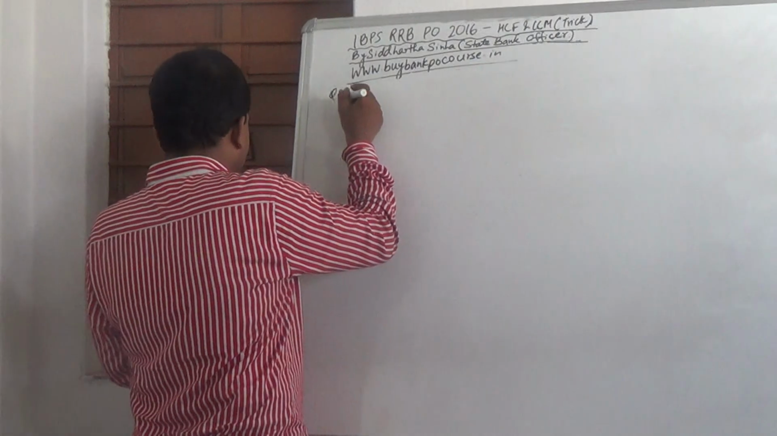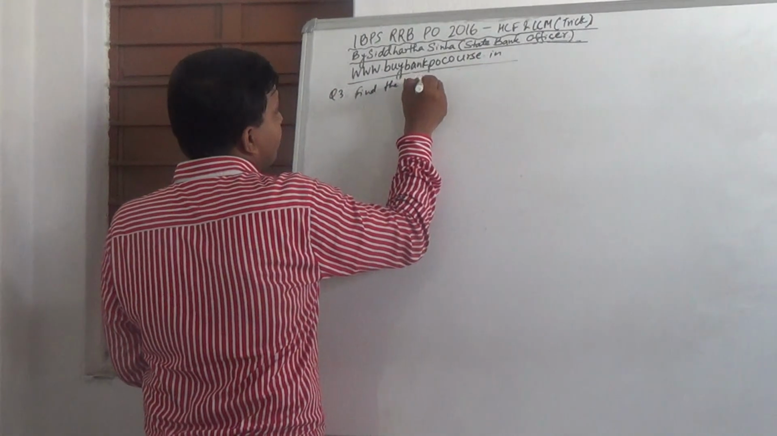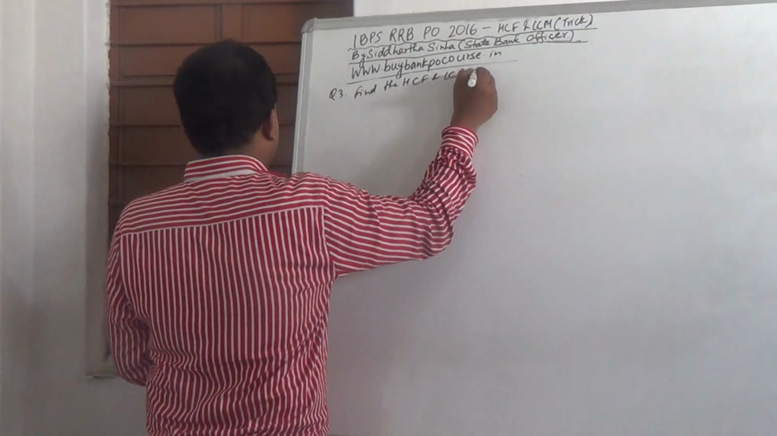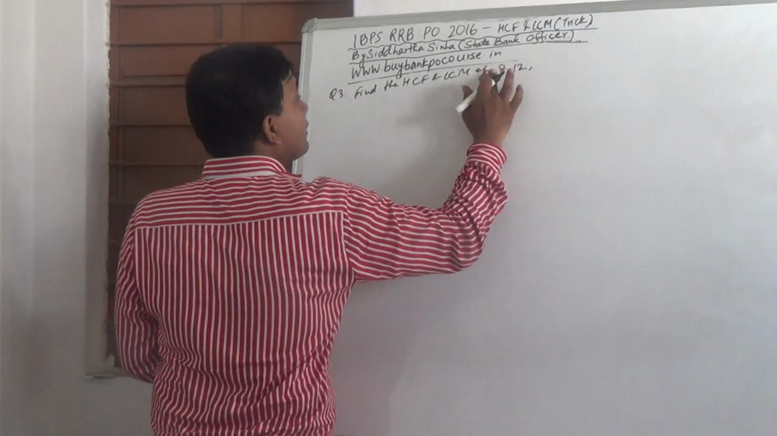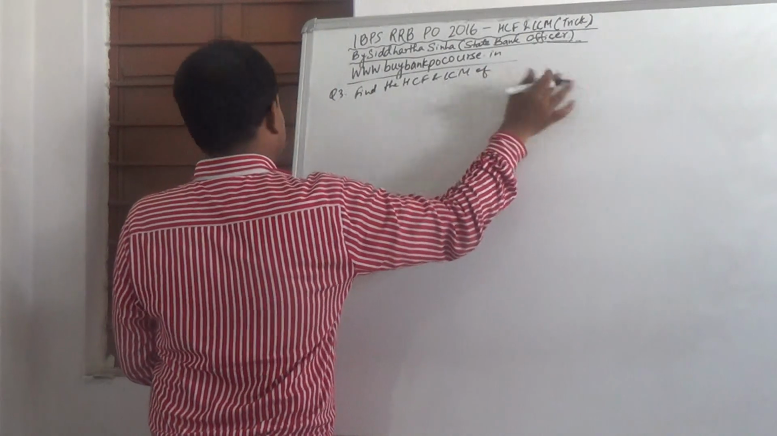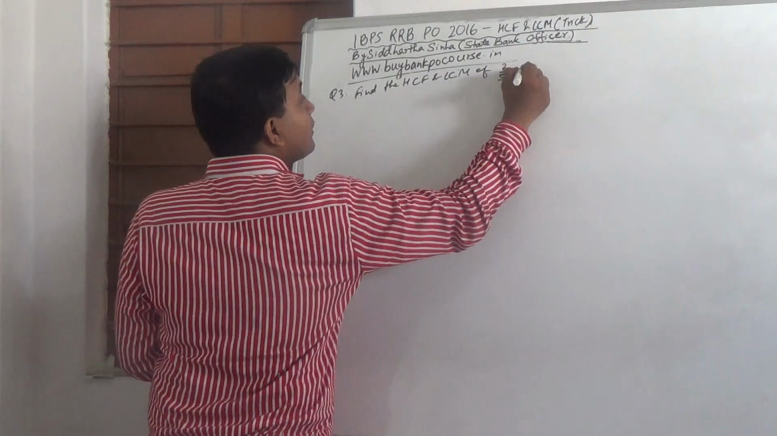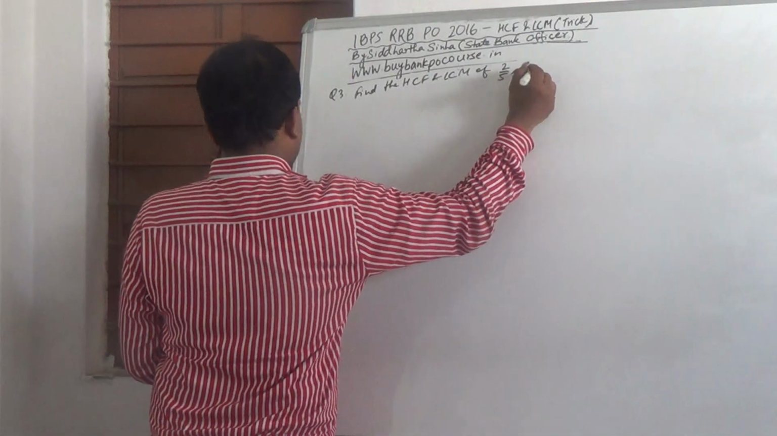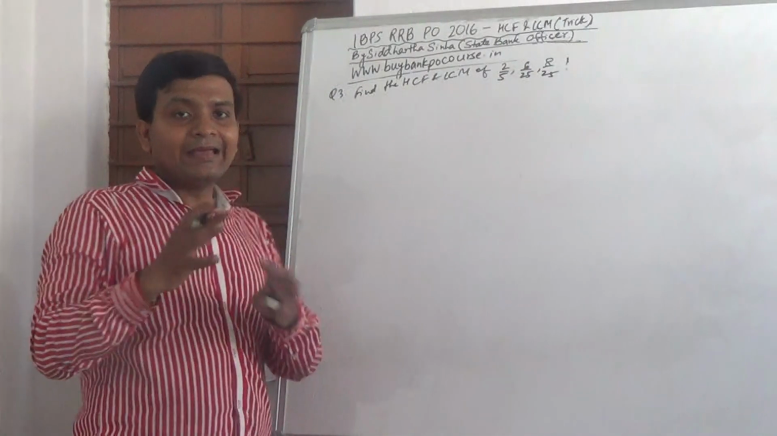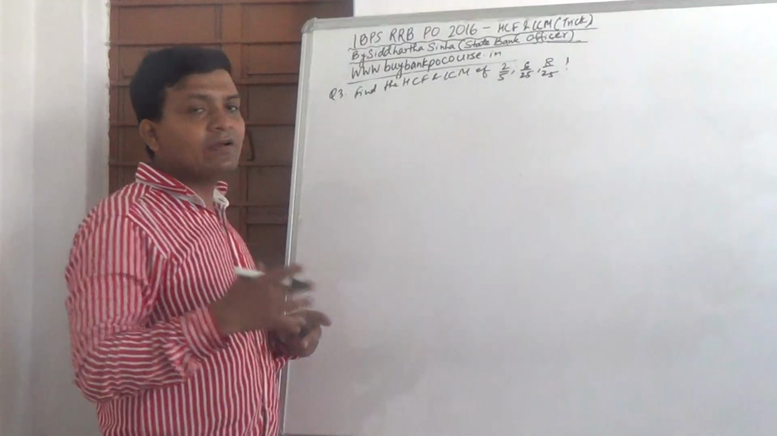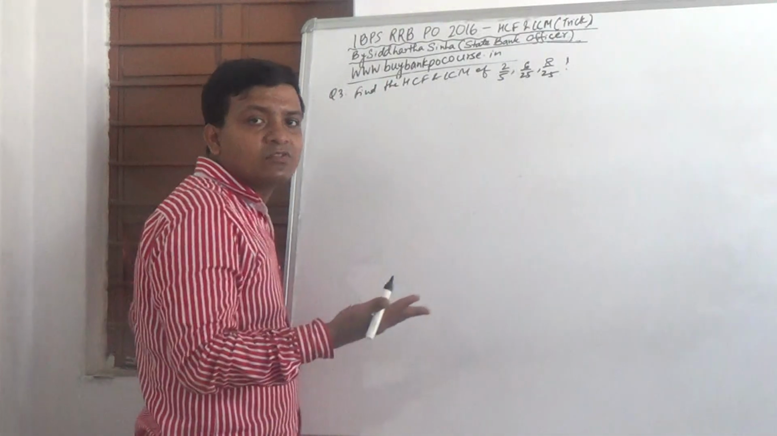Question number 3. Find the HCF and LCM of 2/5, 6/25, 8/25. So this is the question. It is asking to find the HCF and LCM of 2/5, 6/25, 8/25. Now how to solve this question?